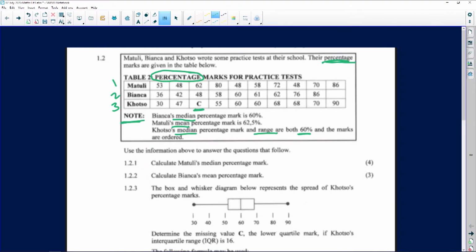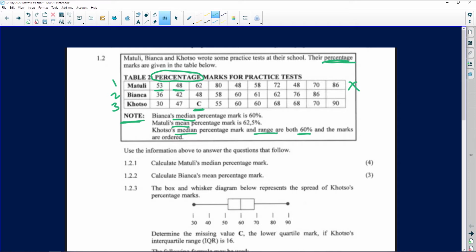Let's look at the marks that we have been given here. They told us that the marks have been ordered. Let's go and prove that. So if you're looking at it from this perspective, you can see that you do have your 53 over there, but you've got 48 going on over there. And you can already see now that these marks are not ordered, okay? Because already you can see there's a smaller mark that came after a bigger mark. So that mark is not ordered. Let's look at Bianca's marks. With Bianca, I can already tell that it is ordered. You've got your 36, 42, 48.